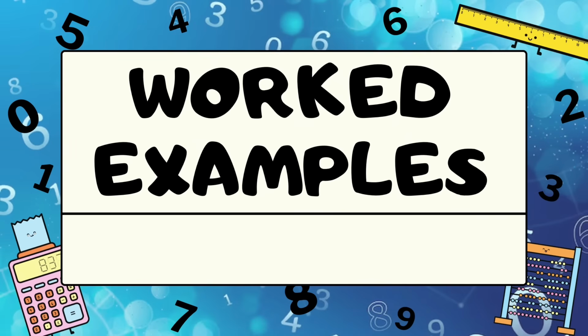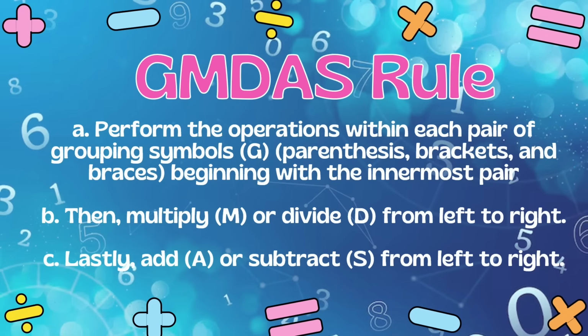Okay, let's have our worked examples. Perform the operations within each pair of grouping symbols, parentheses, brackets, and braces, beginning with the innermost pair. If there are parentheses and then brackets, solve first what is inside the parentheses. After that, move on to the next grouping. Then multiply or divide from left to right. And lastly, add or subtract from left to right.